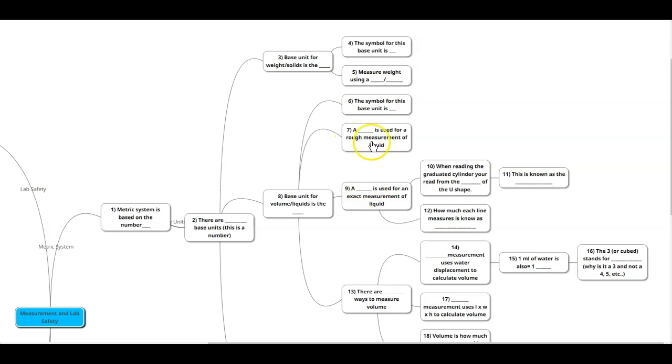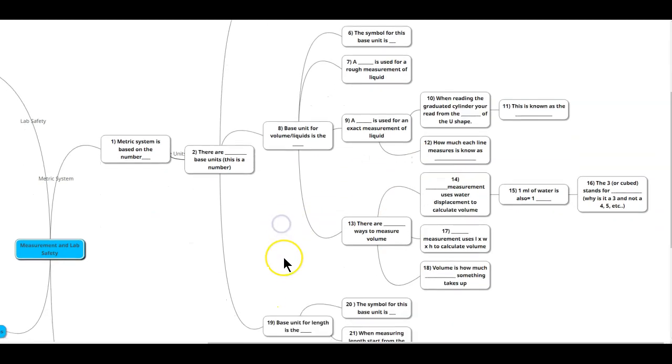And then how do we measure stuff like this? For a rough measurement of liquid, we're going to use a beaker. For an exact measurement, we're going to use a graduated cylinder. When you're using a graduated cylinder, you're going to read from the bottom of the little U shape that forms, and the bottom of this is known as the meniscus. Make sure you know how much each line is going by. This is known as the increments.